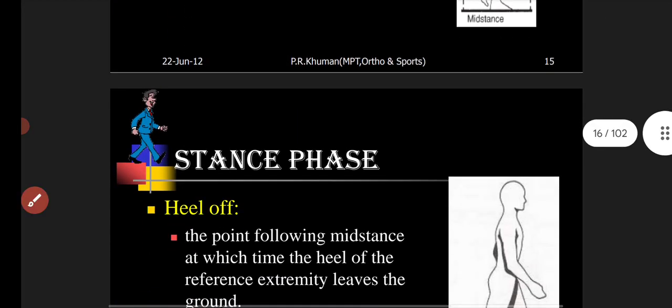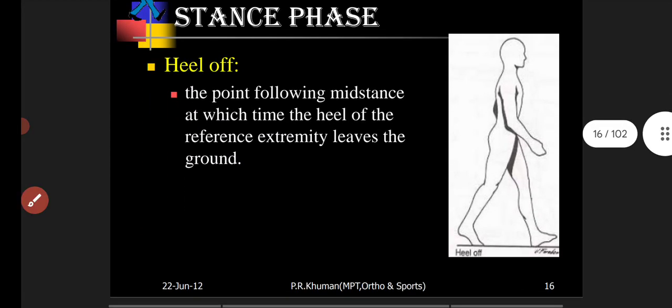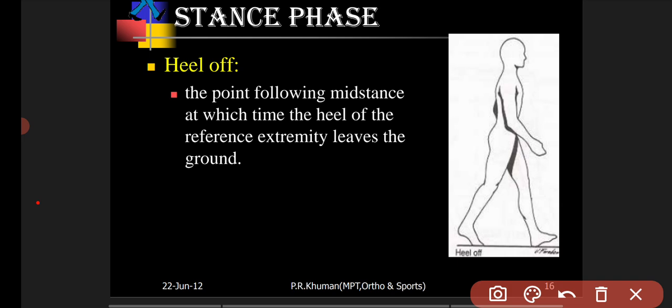Next one is the heel off phase. Here you see the heel off of the right extremity. The heel is off. It is the point following the mid stance at which the heel of the reference extremity leaves the ground.